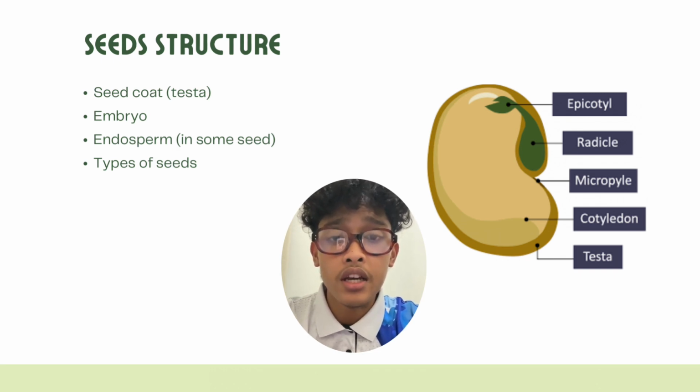There are types of seeds based on cotyledons. The first one is monocotyledon, also called monocot. It has one cotyledon, such as maize or rice. The second is the dicotyledon, or dicot. It has two cotyledons, like bean or pea.